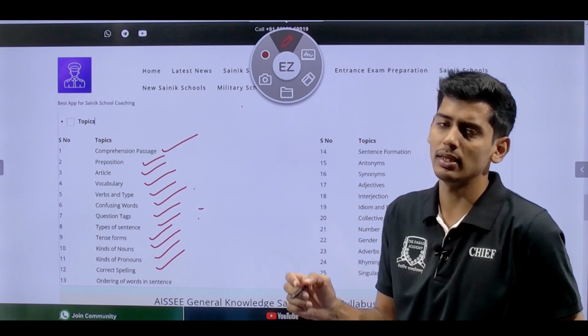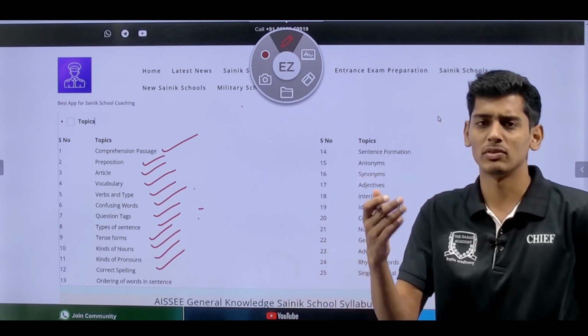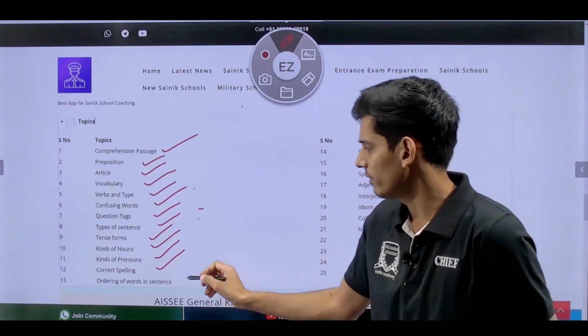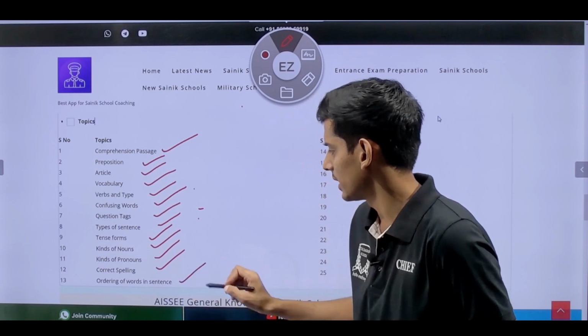You have to find out that among the 4 given options which one is the correct spelling. Then we have order of words in the sentence.